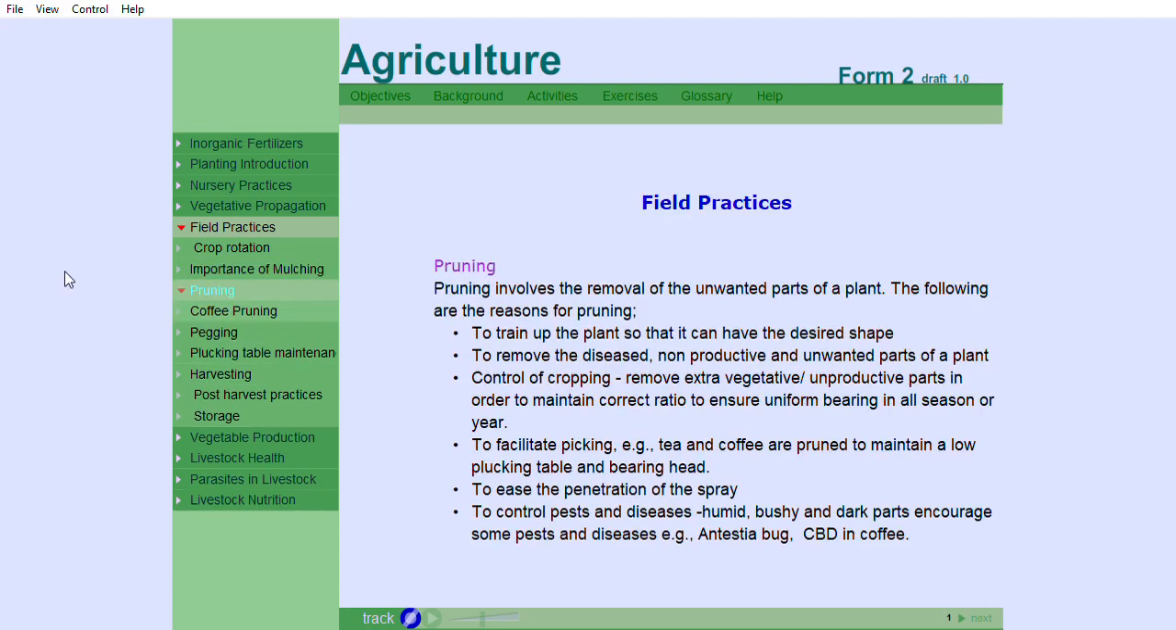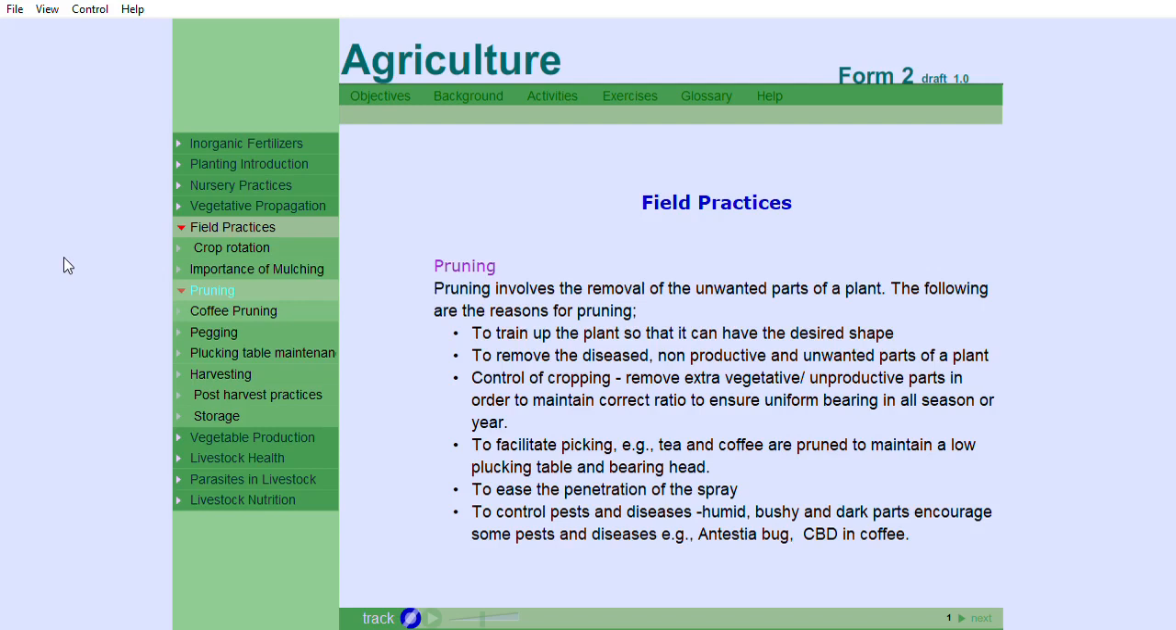Pruning. Pruning involves the removal of the unwanted parts of a plant. The following are the reasons for pruning: to train the plant so that it can have the desired shape, to remove the diseased, non-productive and unwanted parts of a plant, and control of cropping. This removes extra vegetative or unproductive parts in order to maintain the correct ratio to ensure uniform bearing in all seasons or years. To facilitate picking.